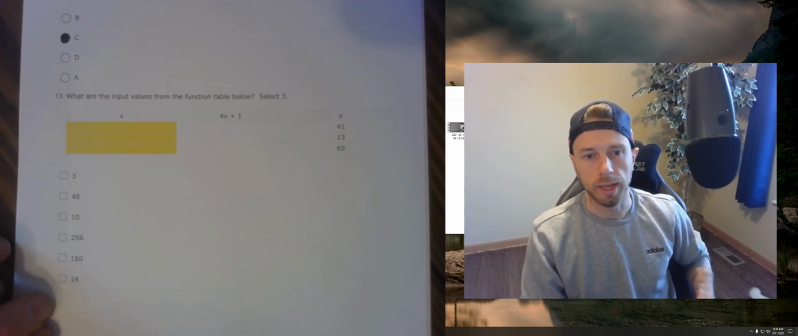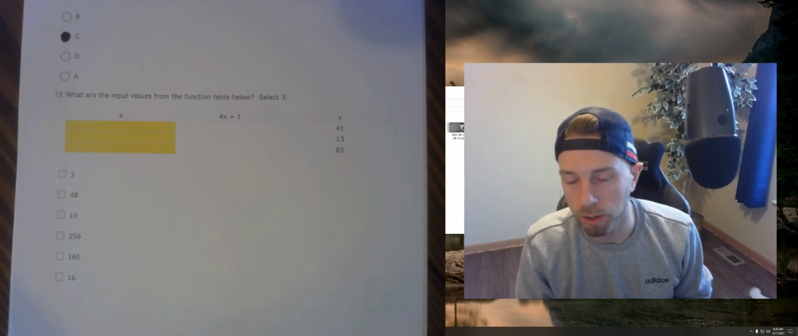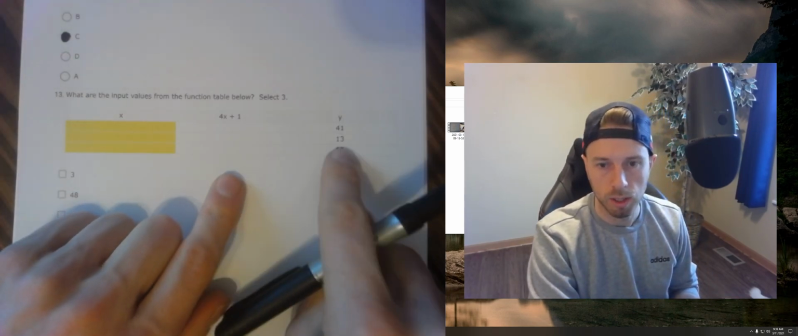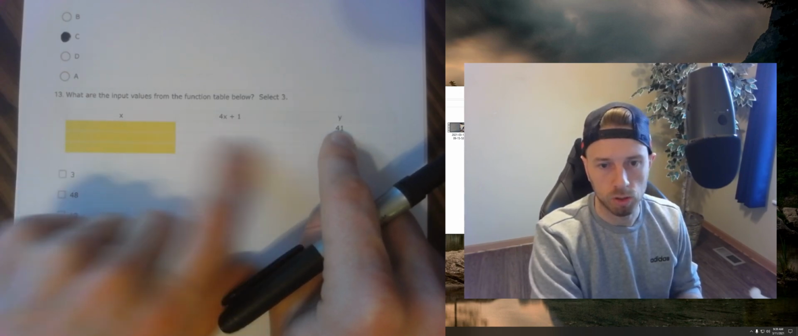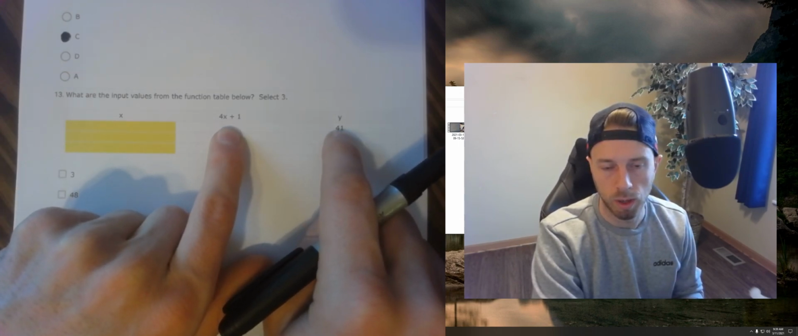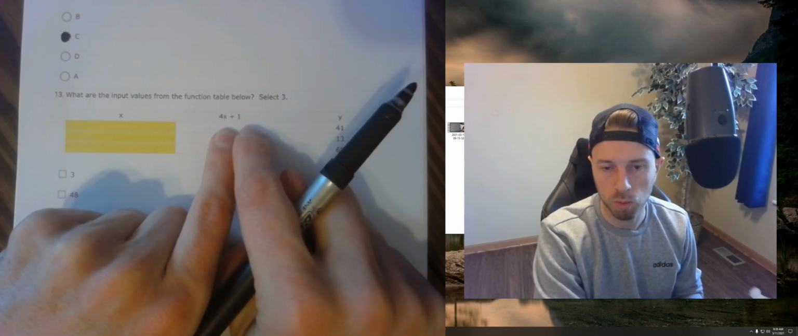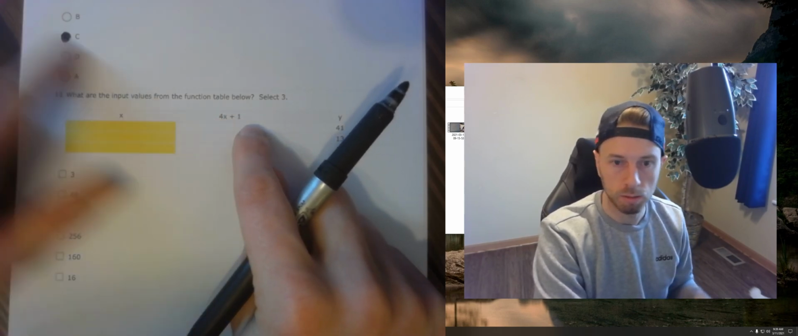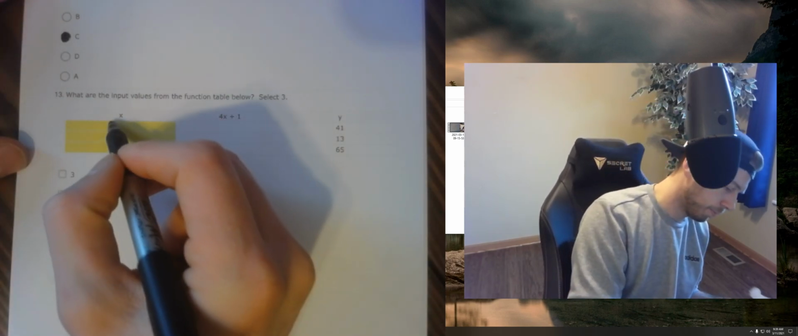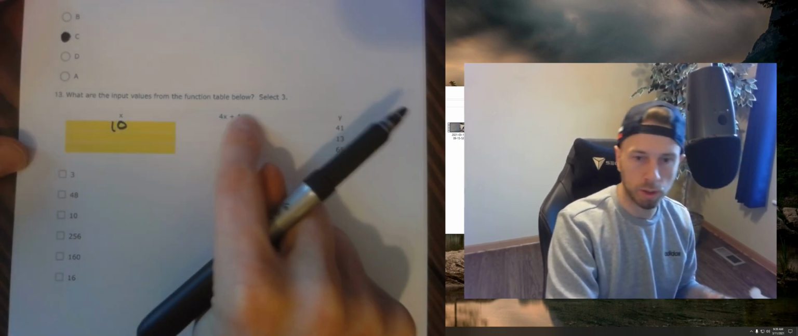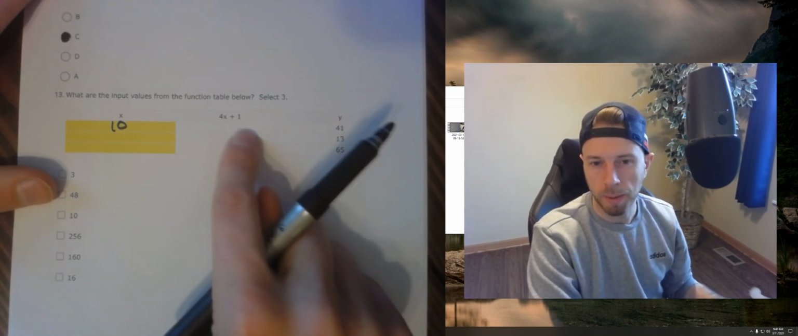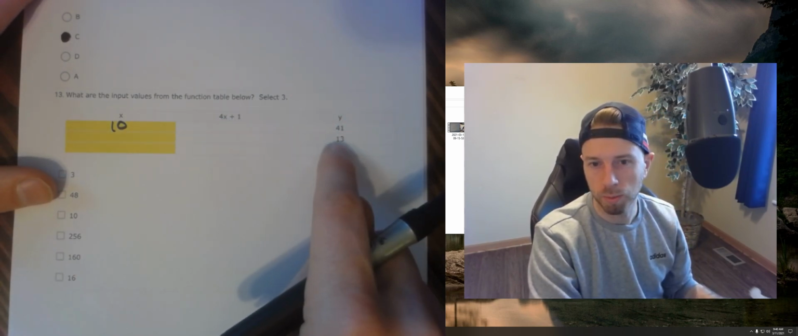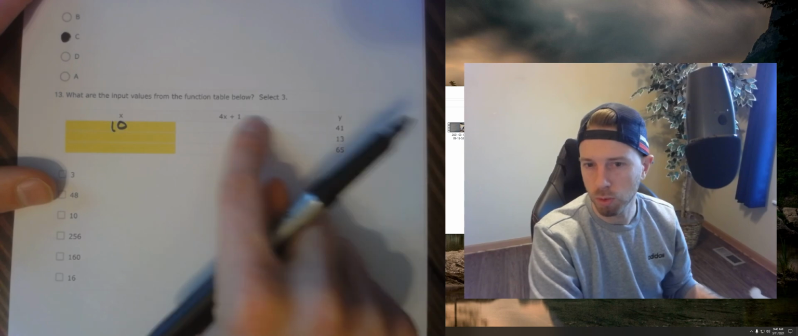Number 13, what are the input values for the function table below? This one's kind of cool because it's kind of working backwards. We know that y is 41, so what would we have to start with in order to get 41? Well, something times 4 plus 1 would have to be 10, right? 10 times 4 would be 40, plus 1 would be 41. How about 13? Working backwards, 4 times something plus 1 would give 13, so I need to subtract 1.